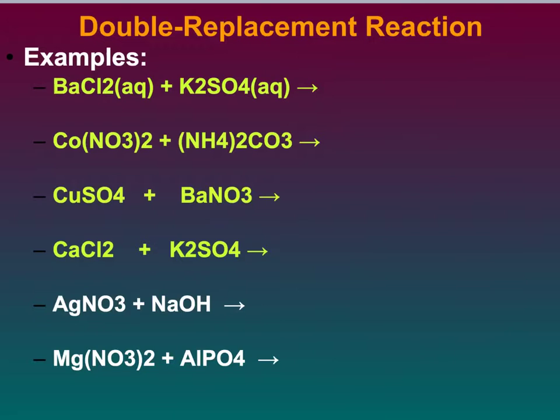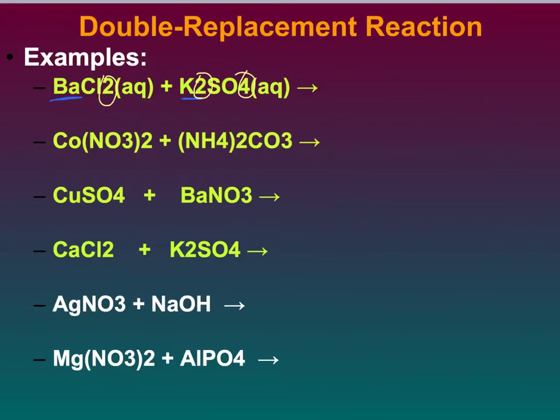So finally, we have some examples of predicting products for double replacement reactions. Just like we did with single replacement, I would recommend underlining your metals. That way when we switch them, it'll be a little bit easier. So we have BaCl2 plus K2SO4. Remember that the 2 and the 4 should be subscripts. Just the formatting caused them to be uppercase.